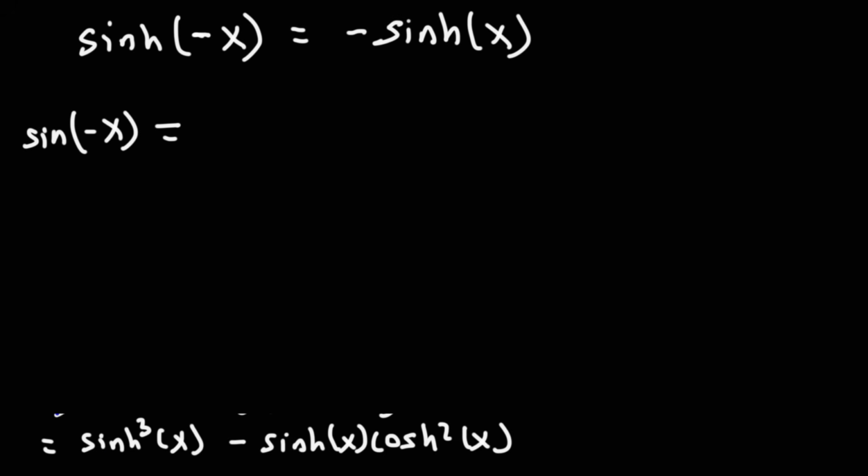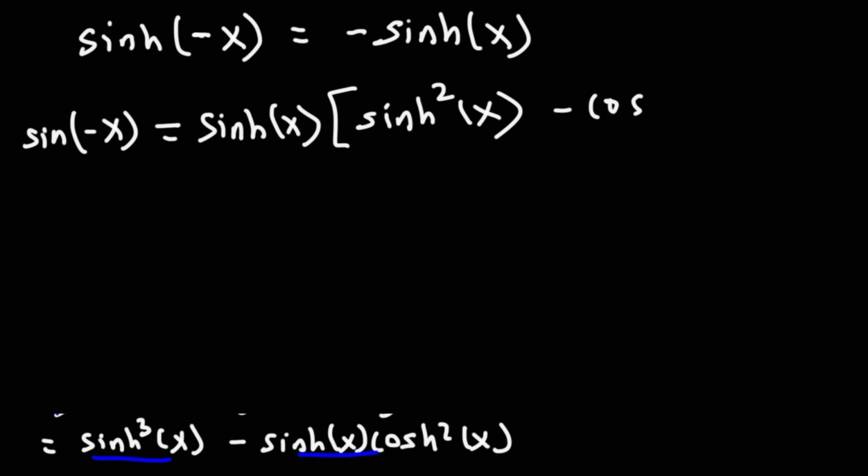What I'm going to do is I'm going to factor out a sine. So I'm going to be left with sine squared and then minus cosine squared. Now, what is sine squared minus cosine squared? What can we do with that? If you recall, for trig functions, cosine squared plus sine squared is 1. For hyperbolic functions, cosine squared minus sine squared is 1.